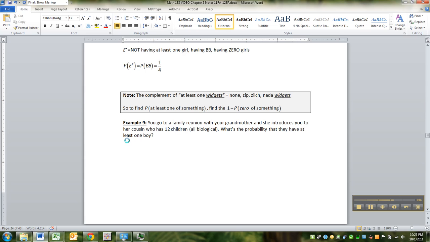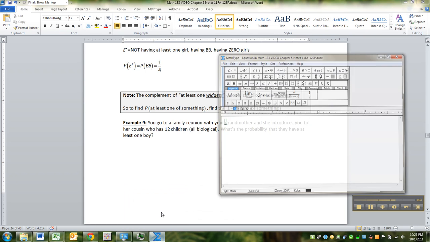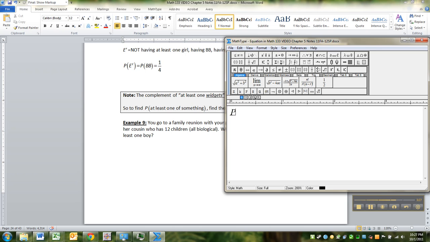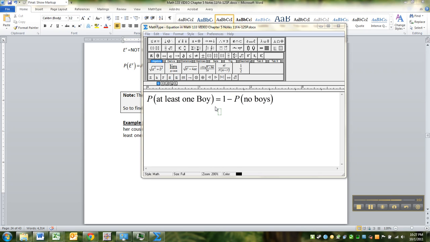But you could find the probability of... hold on, gotta bring it up. We want to find the probability of at least one boy. That's what they asked, right? At least one of something. So we're going to find the probability of no boys. Oops, if I could do it right. No boys. Hold on one second, let me change my format. Okay, so that's 1 minus.